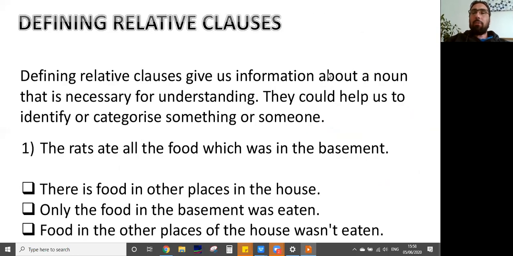Let's take a look at the first one, the defining. Defining relative clauses give us information about a noun that is necessary for understanding. These clauses could help us to identify or categorize something or someone. So here, the rats ate all the food which was in the basement. There is food in other places in the house. Only the food in the basement was eaten. The food in the other places of the house wasn't eaten.